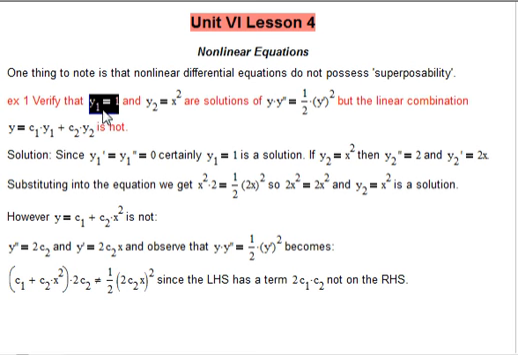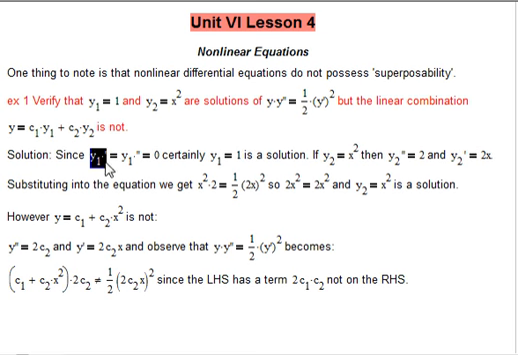So if we verified that y1 equals 1 and y2 equals x squared are both solutions of y double prime equals a half y prime squared, see, that's what makes it nonlinear, this squared derivative. But the linear combination y equals c1 y1, in other words c1 times 1, plus c2 times x squared, c2 y2, is not a solution. So first of all, since y1 prime equals y1 double prime, which equals 0, in other words, take one or two derivatives of this, you're going to get 0. And certainly y1 is a solution because you're going to get 0 on this side and 0 on this side.